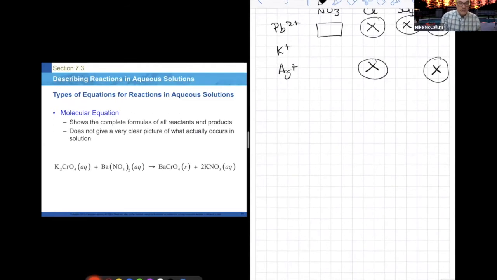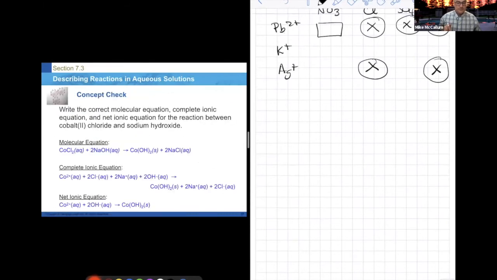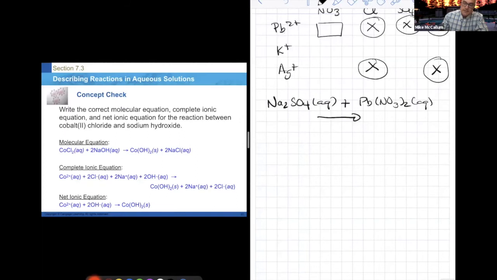So here's a review of our molecular equations, complete ionic equations, net ionic equations. Okay. So let's practice one of those too. Let's write Na2SO4, sodium sulfate, plus lead 2 nitrate. Right? So let's first write the molecular equation, right? This is my favorite out of the 3 because it involves the least amount of writing.